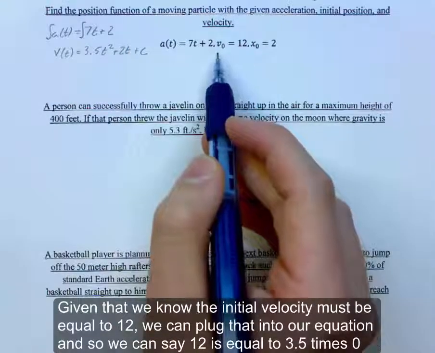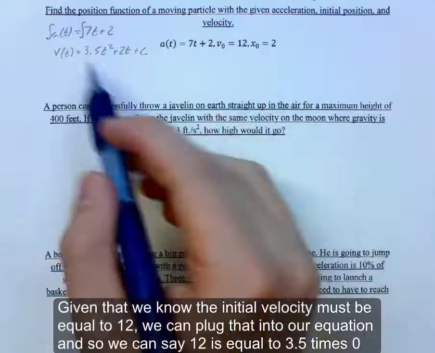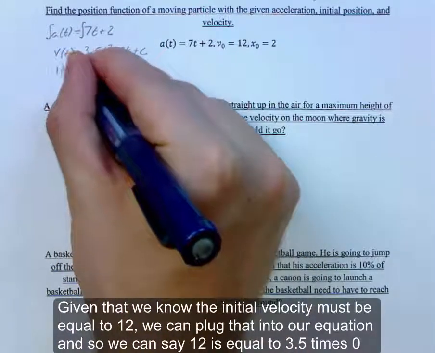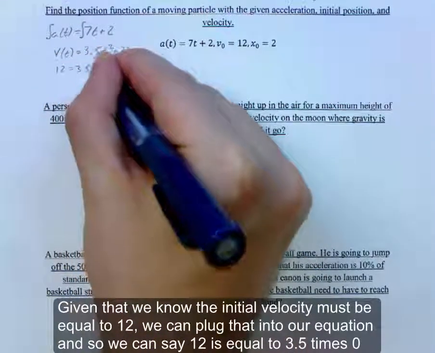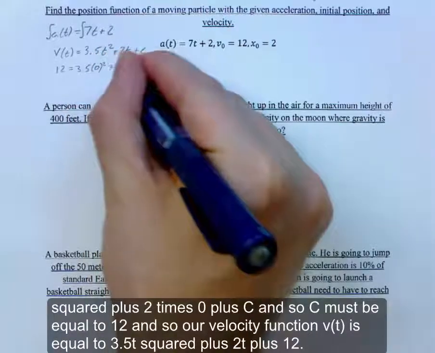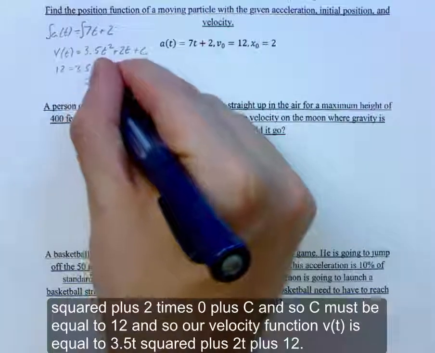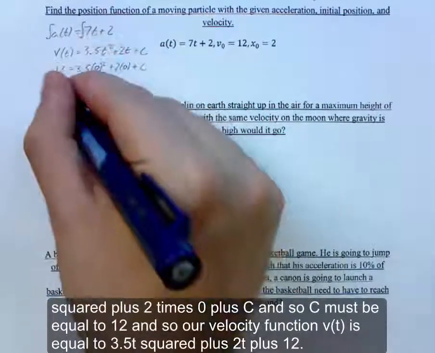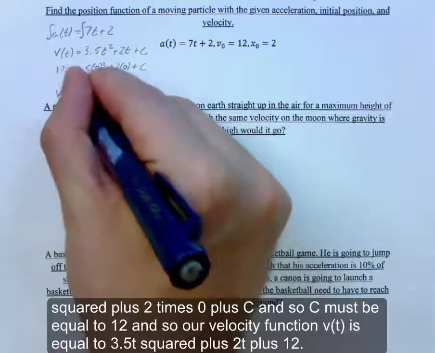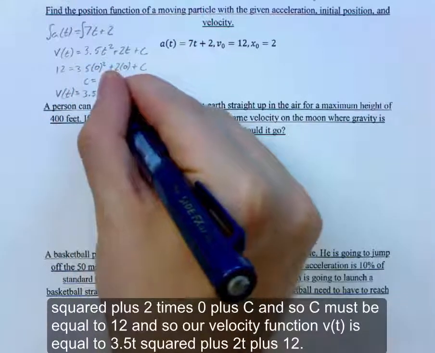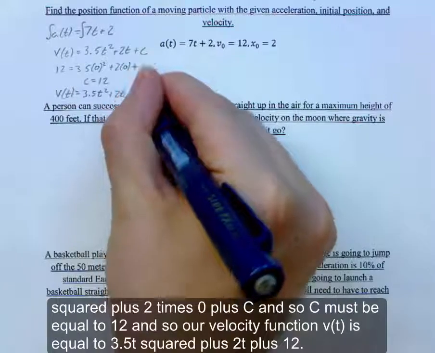Given that we know the initial velocity must be equal to 12, we can plug that into our equation, and so we can say 12 is equal to 3.5 times 0 squared plus 2 times 0 plus c, and so c must be equal to 12. And so our velocity function v(t) is equal to 3.5t squared plus 2t plus 12.